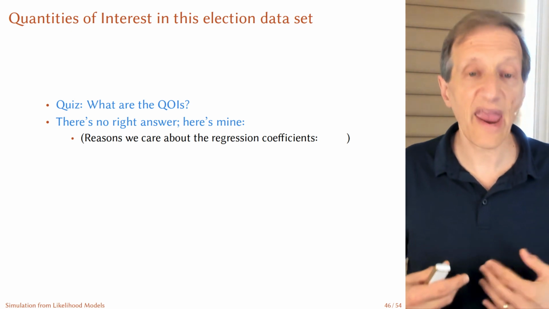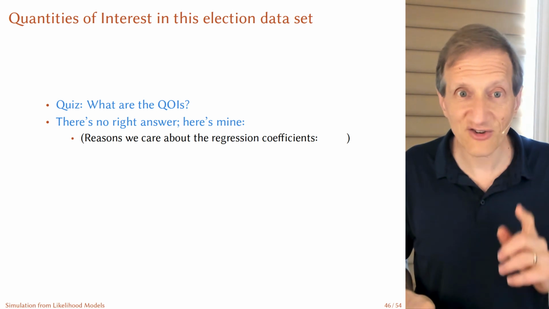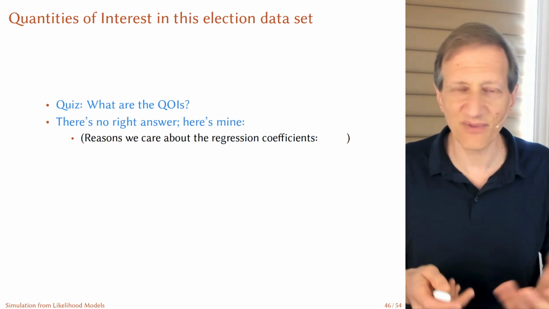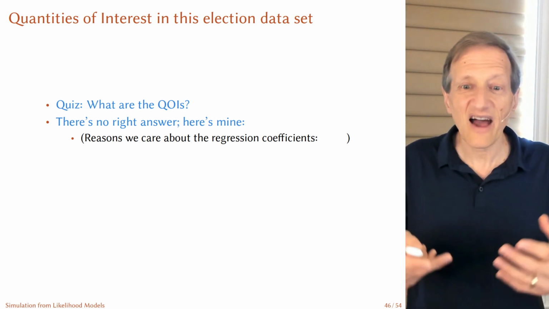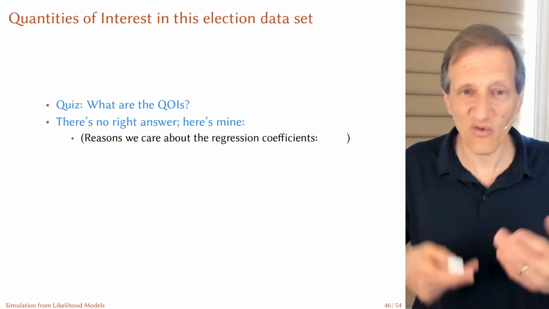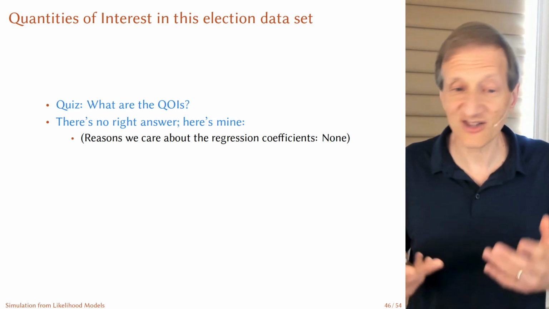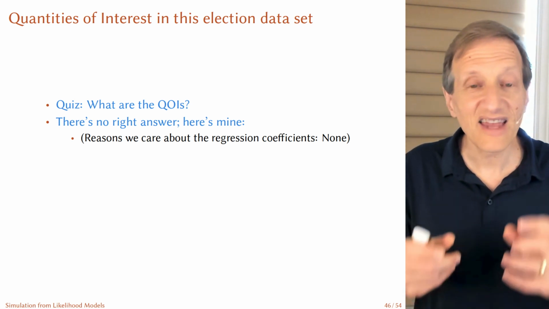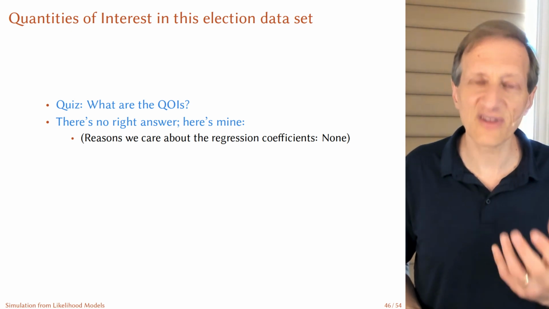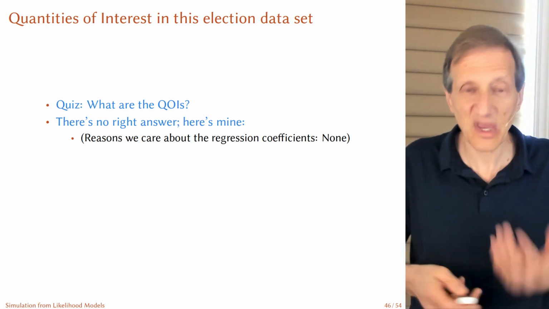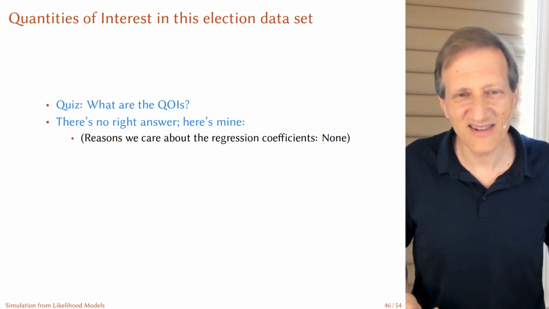Here's the reasons we care about the regression coefficients, the betas from this regression, okay? And the answer is everybody thinks we should care about it because it's the thing we're running, it's the thing that the computer program would give us by default. And what are the reasons? And the answer is N-O-N-E. None. There's no reason that you should be interested in the regression coefficients. The regression coefficients don't tell you the things that we actually care about for this analysis. What we care about is who's going to win the presidential election, not the coefficient on GDP.